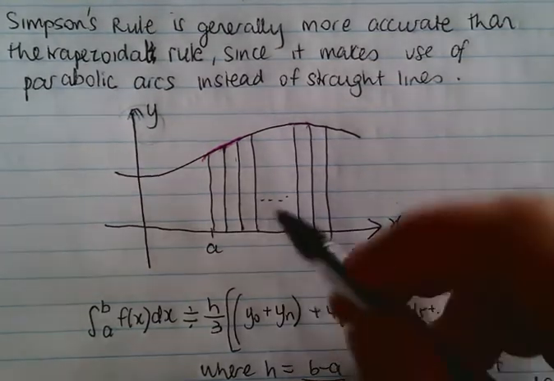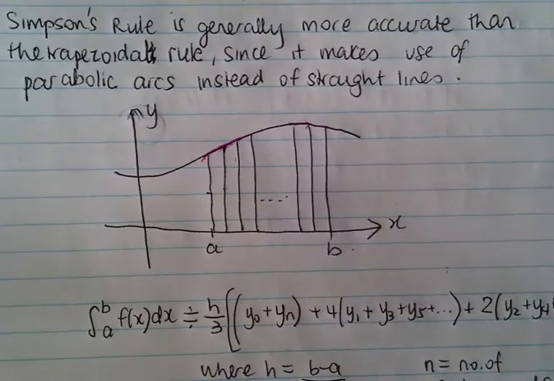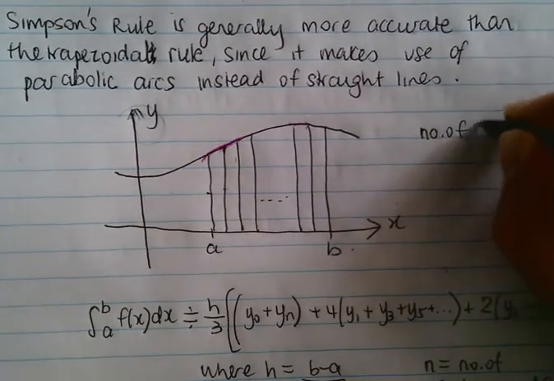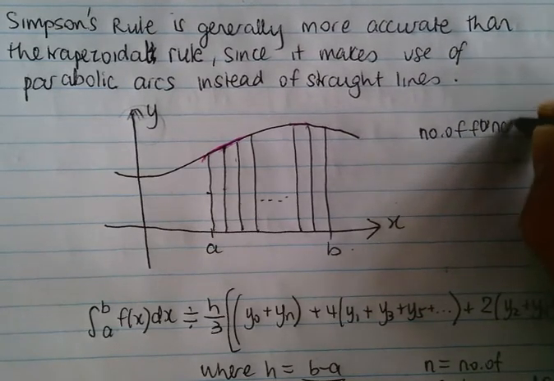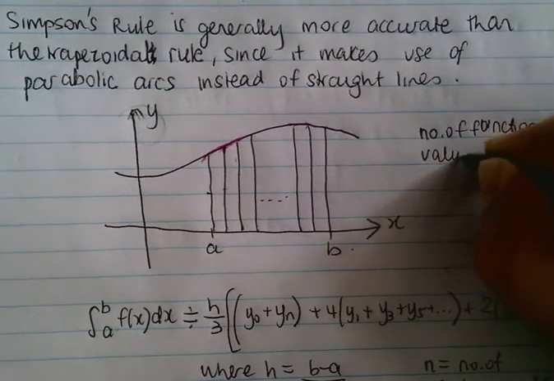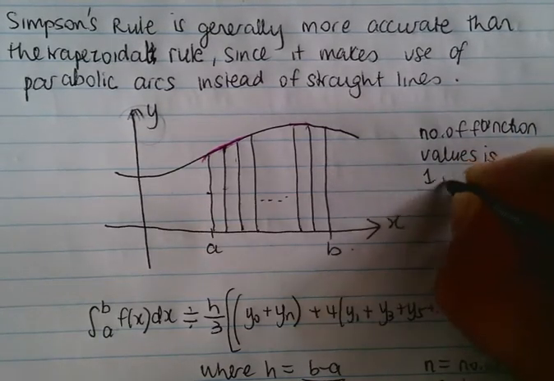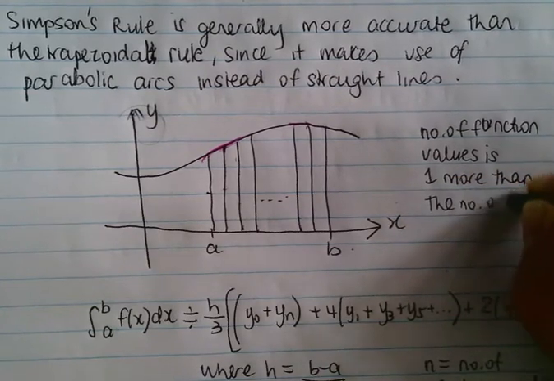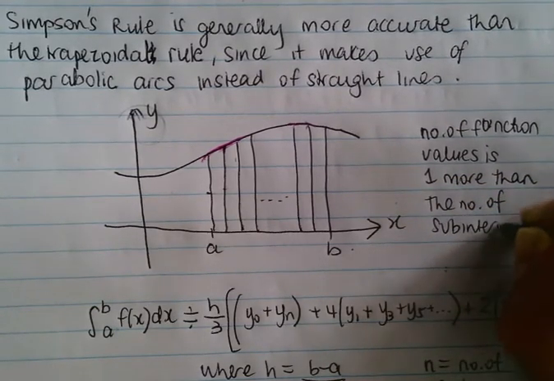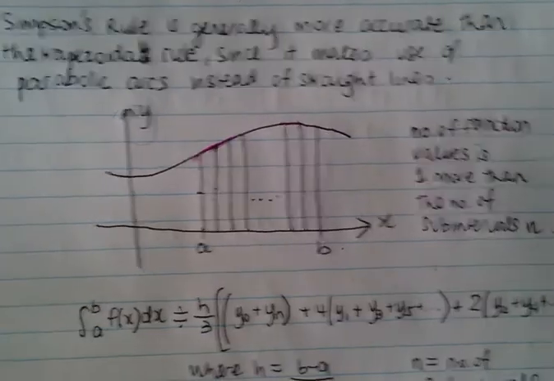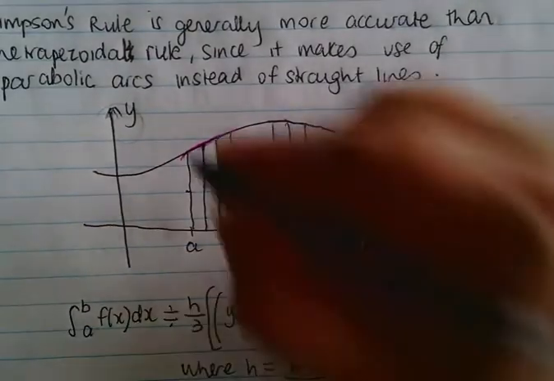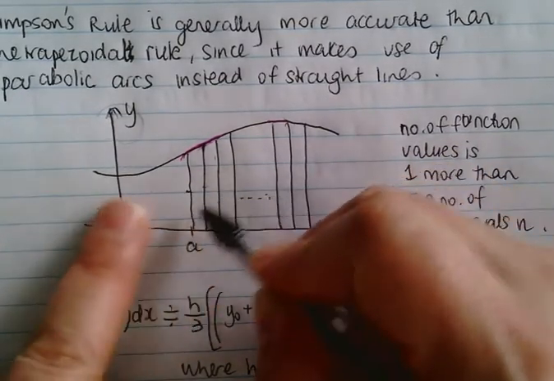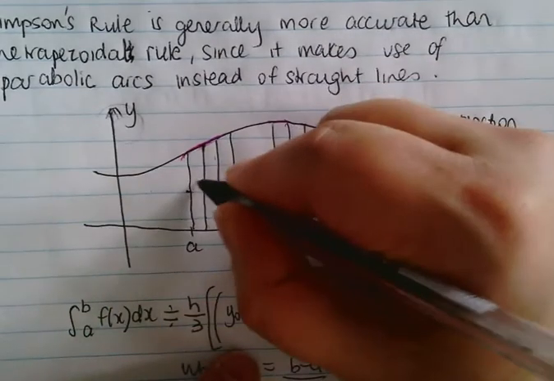Okay. So if I've got many sub-intervals here, remember that the number of function values is one more than the number of sub-intervals, n. Same as for the trapezoidal rule. So this is b minus a over n. Remember, I've just got dots here because there could be many sub-intervals. So these are all the sub-intervals.